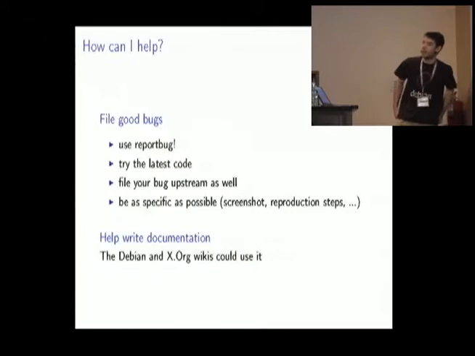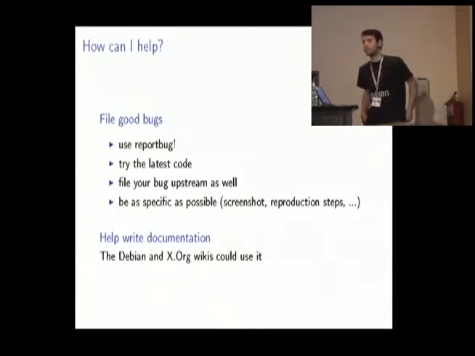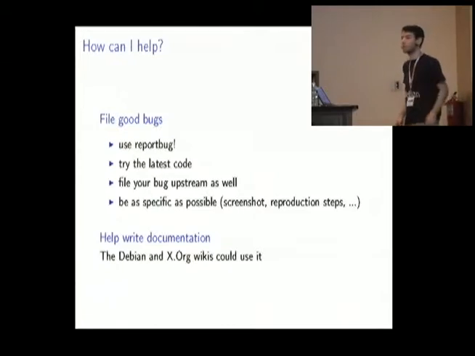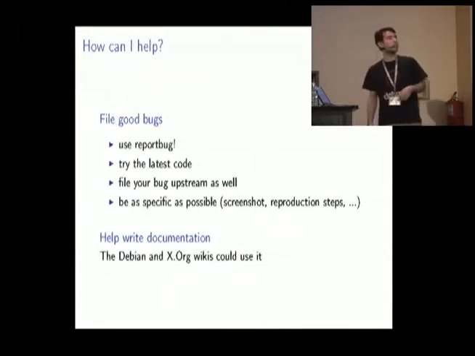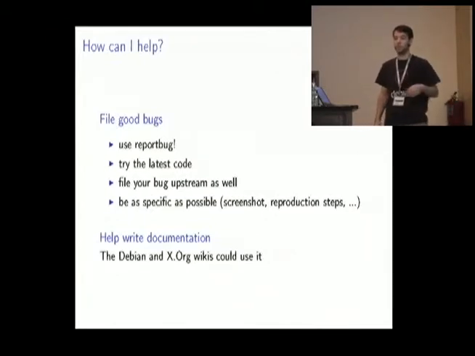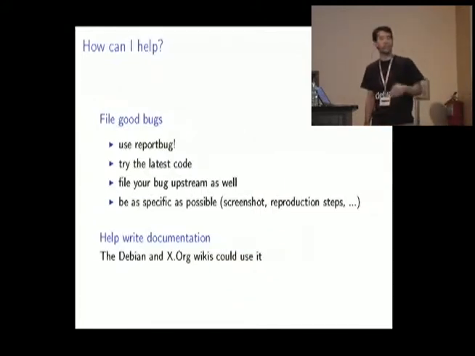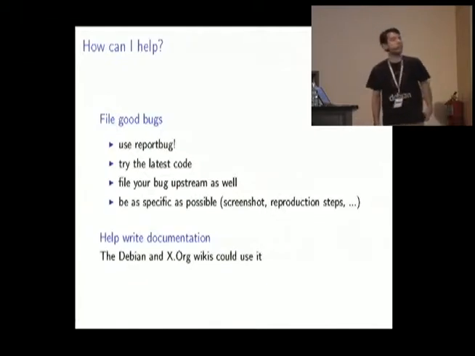So I mentioned that we have quite a lot of bugs and quite few people. So how can you help? Well, the first step is to file good bugs when you have issues with X. First, use reportbug to include all the information that is needed from the bug script. And it's important that you try the latest code to make sure that the issue is not yet fixed, and that you file the bug upstream as well, because usually there will be some back and forth between upstream and the bug reporters to test stuff and get some more information. And so we can't really just forward the bugs and forget about them. It's easier if the bug submitter files the bug upstream directly.